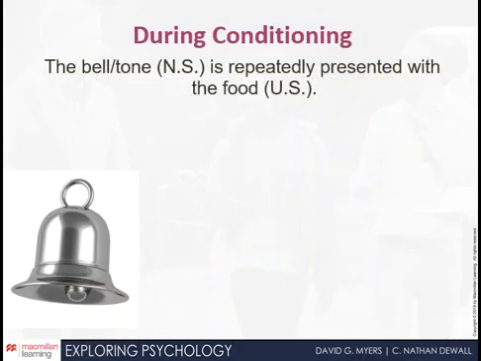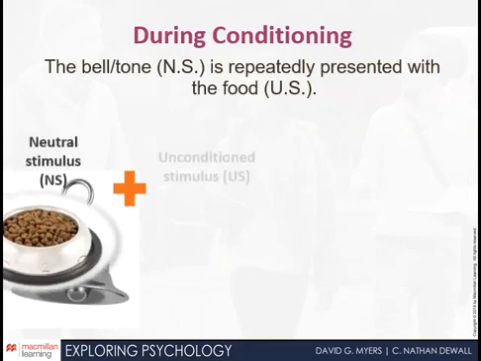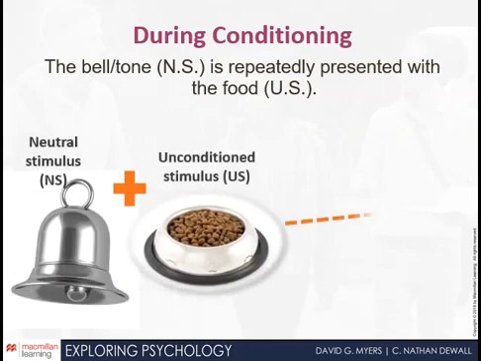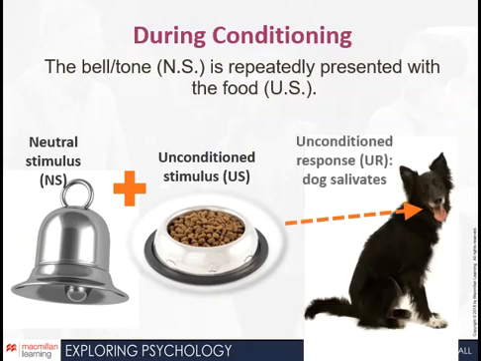During conditioning, the bell or tone, the neutral stimulus, is repeatedly presented with the food, which will then result in the unconditioned response of the dog salivating because of the presence of the unconditioned stimulus, the dog food.